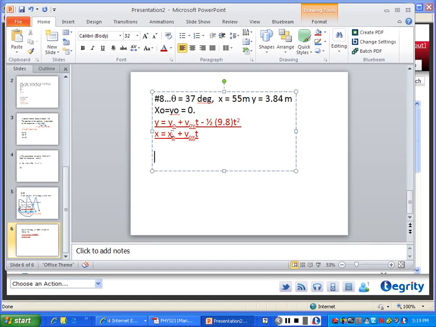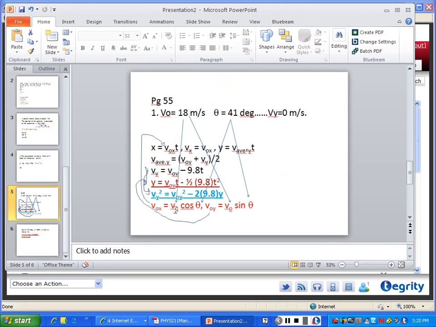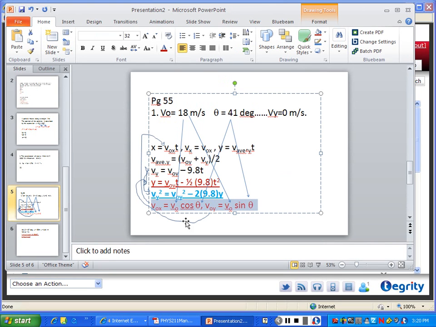Notice in the y equation, y is where it ends up. So that's 3.84. y0 is where it started, at 0. VOY, we don't know all of that, but we have a way of calculating VOY and VOX. Remember our formula back here? VOY and VOX are given by the sine and cosine components of the initial velocity V0. And that's what we're looking for, the initial velocity. We do know the angle is 37.